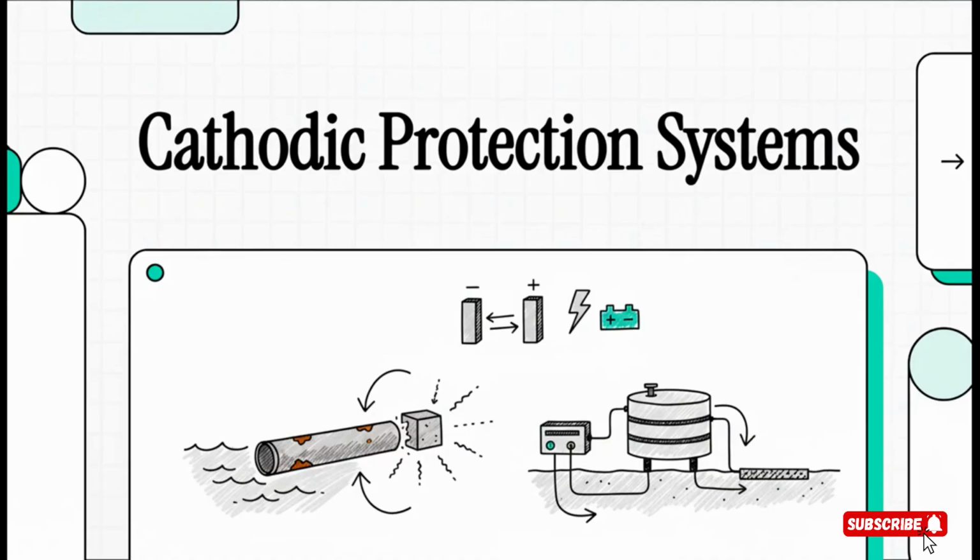All right, welcome. Today, we're diving deep into Cathodic Protection. This is the incredible, unseen technology that's constantly working to prevent catastrophic failures in everything from our critical pipelines to massive offshore platforms. We're going to break down exactly how these systems work, starting with the fundamental science and building all the way up to some complex real-world engineering.